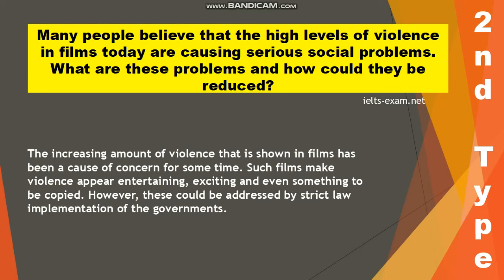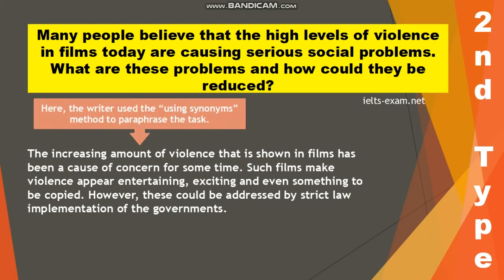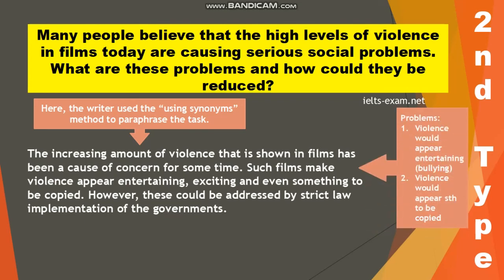So for the paraphrasing, the writer here used the using synonyms method to paraphrase the task. While because the second type focuses on a two-part essay, we have there two sentences for outline statements. Okay, the first one talks about the problems. So the problems mentioned are one, violence would appear entertaining, and two, violence would appear something to be copied.